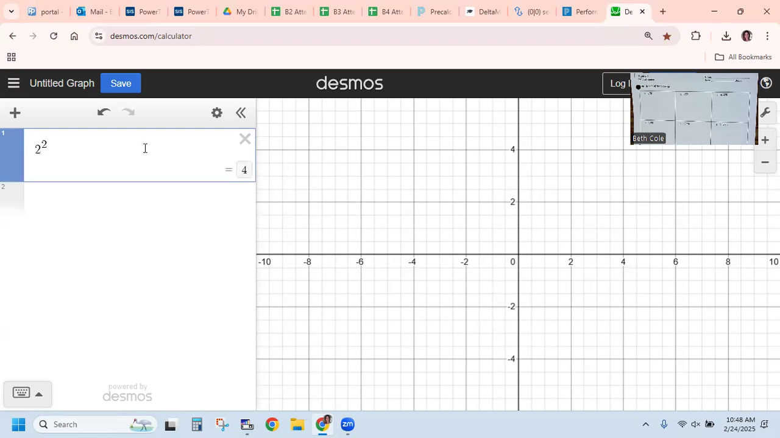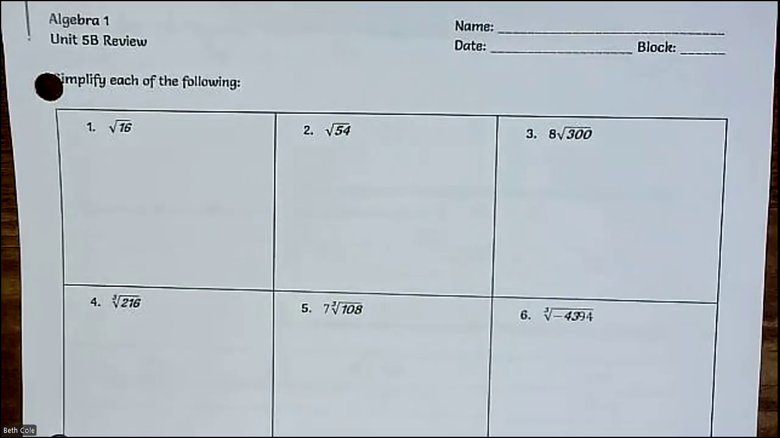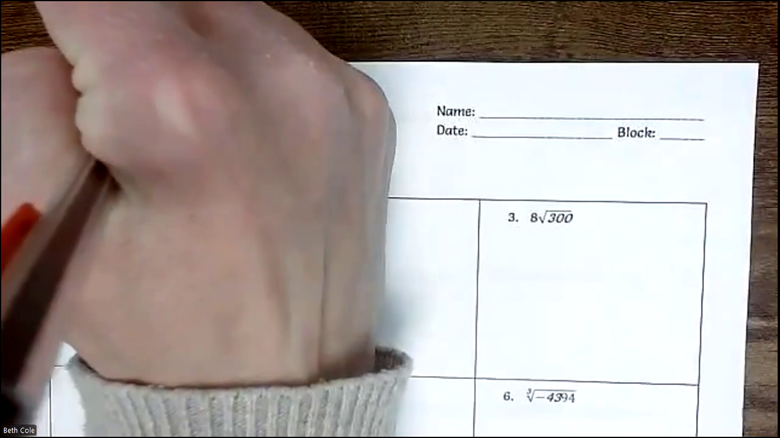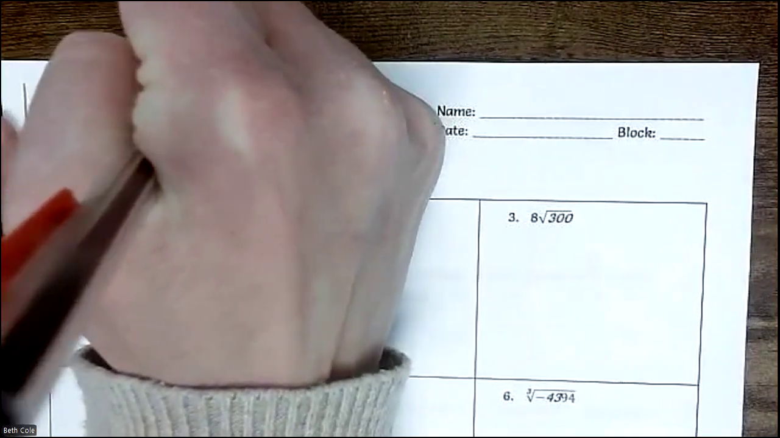And then watch. Just look. See how I changed the 2 to a 3? 3 squared is 9. And see how I can change it to a 4 and get 16? Change it to a 5 and I get 25. So if you don't have them memorized, you can at least get them from the calculator. All right, but let's make our list.